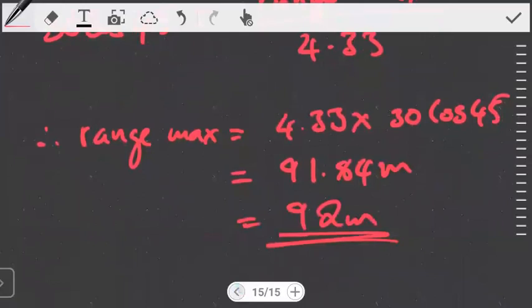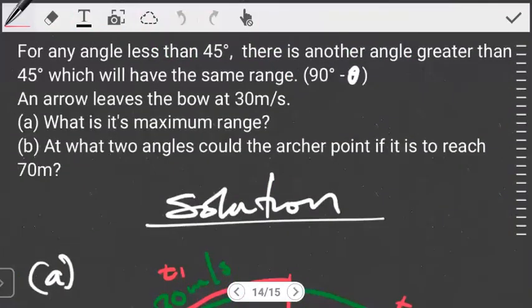The second part of the question is asking us for something else, something a little bit more complex. You guys are going to find this interesting. It's a little bit tricky, but I hope you're going to appreciate it. What are they saying? At what two angles could the archer point if it is to reach 70 meters? So now we want this arrow to reach 70 meters. All we want to do is to find the angle at which this archer must point. But take note, the velocity is still that 30 meters per second.